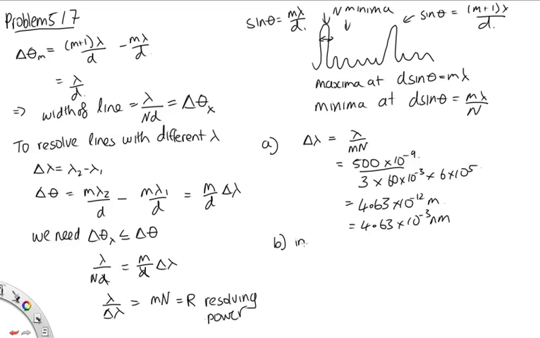If we increase m, that will increase R and will decrease the delta lambda, which is what the resolution is referring to. So let's see, can we see m equals 4, the fourth order maximum with this grating?